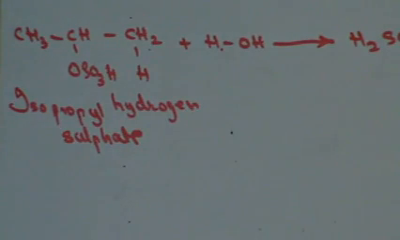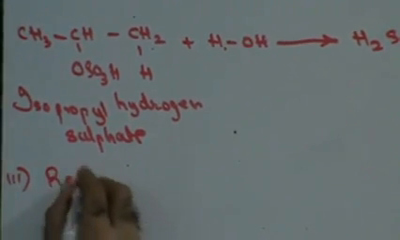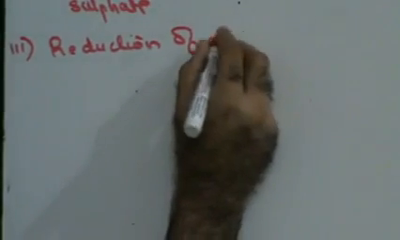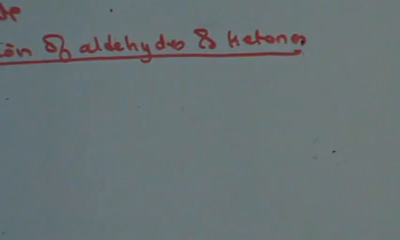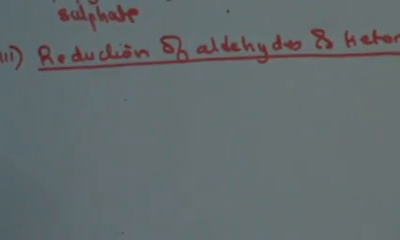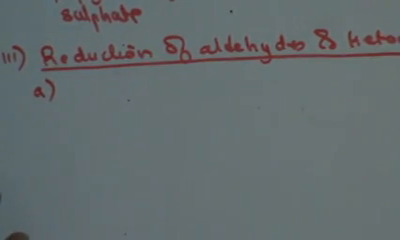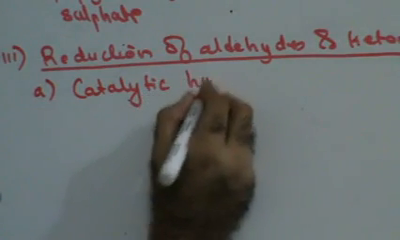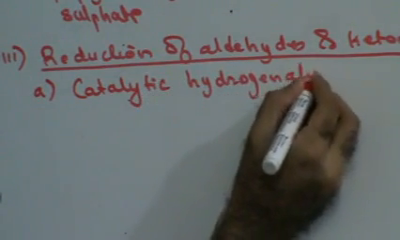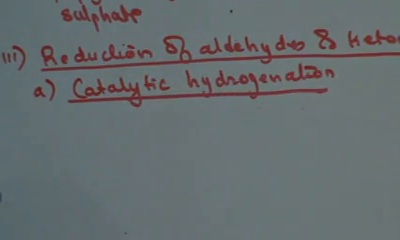The next method of preparation is by reduction of aldehydes and ketones. That's my next method of preparation. In reduction of aldehydes and ketones, you can do it in multiple ways. One, you can do it by catalytic hydrogenation. Let's see a reaction with this. What happens when acetaldehyde reacts with hydrogen?